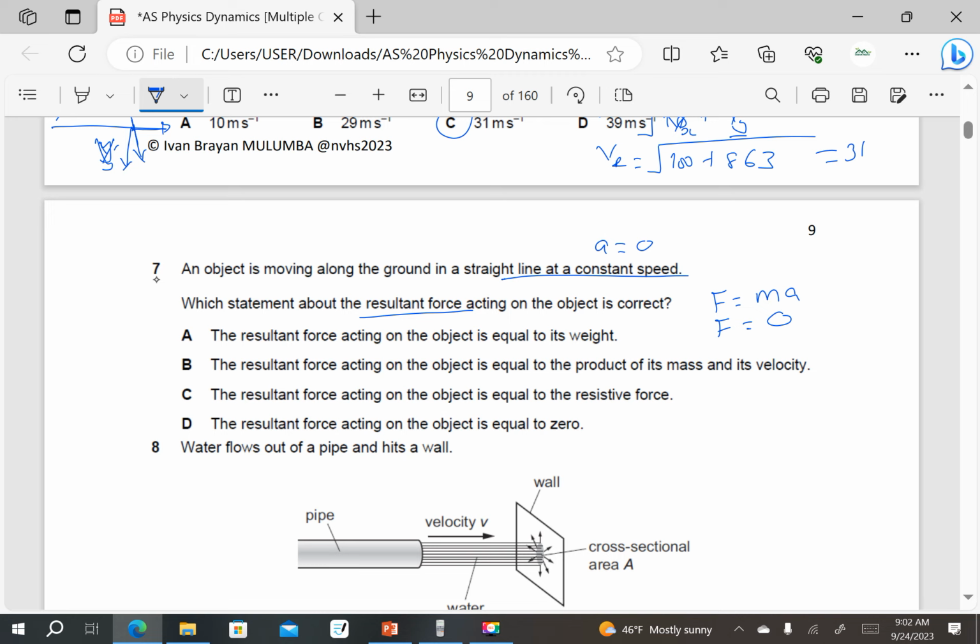The resultant force acting on the object is equal to its weight. The resultant force acting on the object is equal to the product of its mass and its velocity. The resultant force acting on the object is equal to the resistive force. The resultant force acting on the object is equal to 0. So the answer is going to be D. When the acceleration is 0, then the resultant force is 0. So the answer is D.